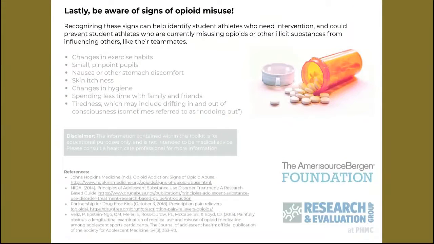Lastly, look out for signs of opioid misuse. Recognizing these signs can help identify student athletes who need intervention and could prevent student athletes who are misusing opioids or other illicit substances from influencing others, like their teammates.